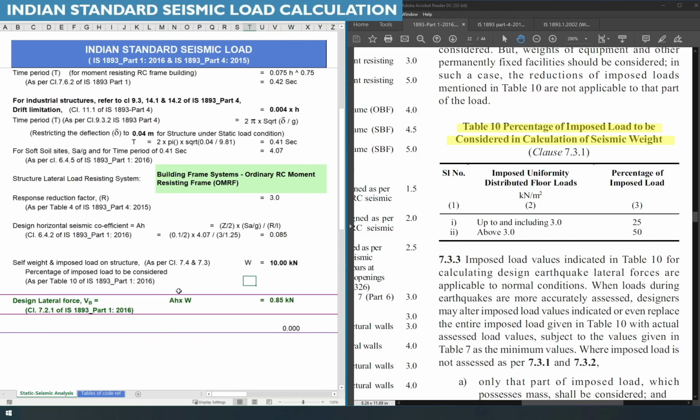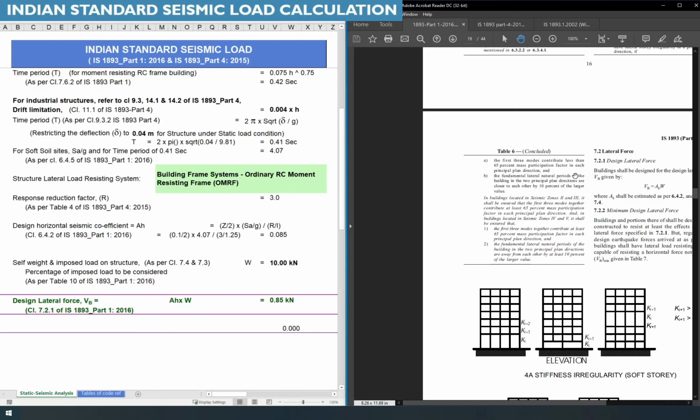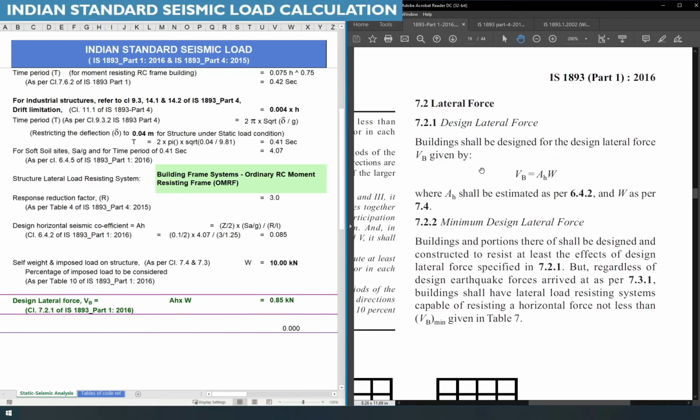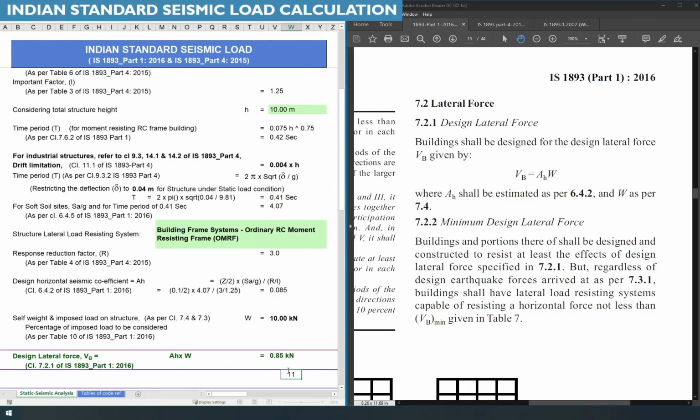Finally, we need to find the design lateral force VB as per clause 7.2.1 of IS 1893. For that, page number 19 is to be referred. You can see on the right-hand side the formula to find the VB value: VB equals Ah into W. We have Ah as 0.085 and the weight W as 10 kilonewton, and multiplying those two I get a value of 0.8. So this is all about the calculation of seismic load as per the Indian standard in the static method.